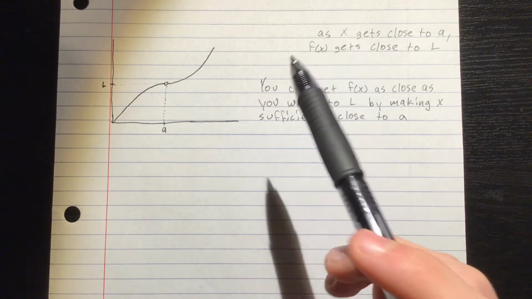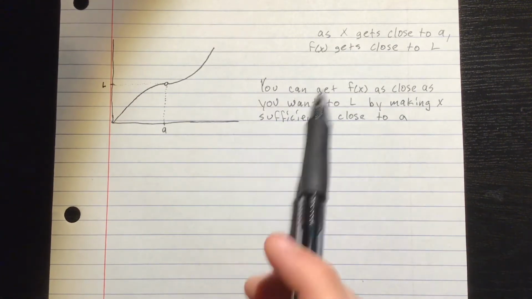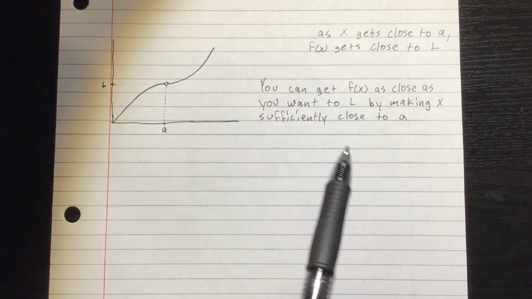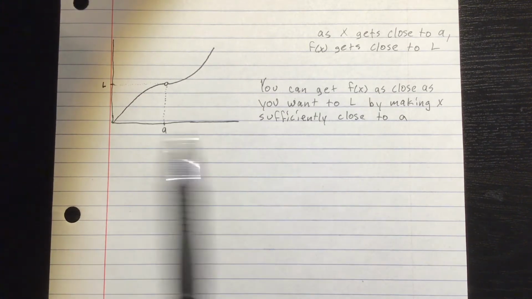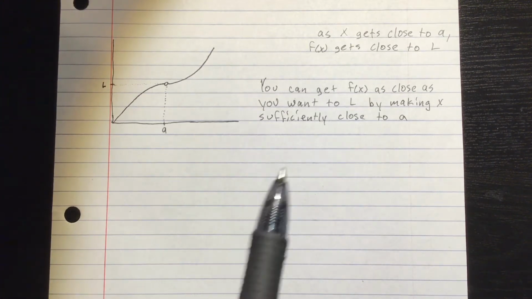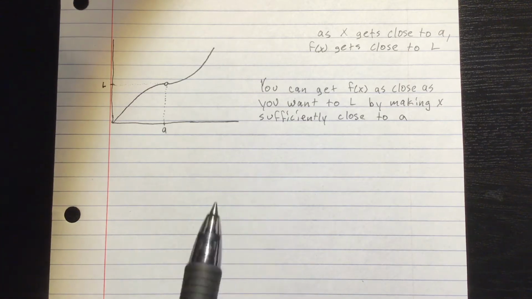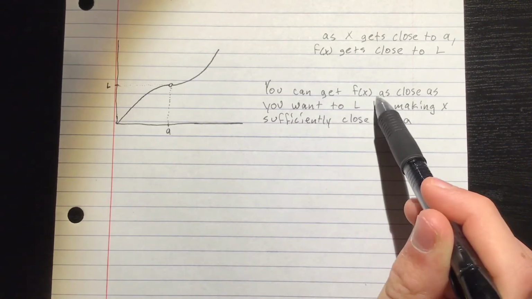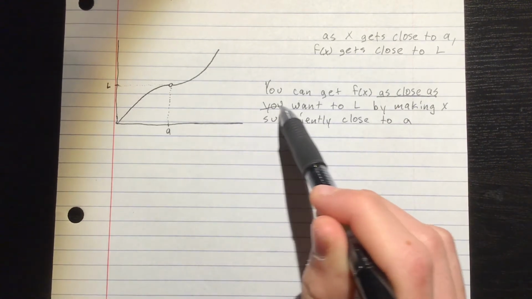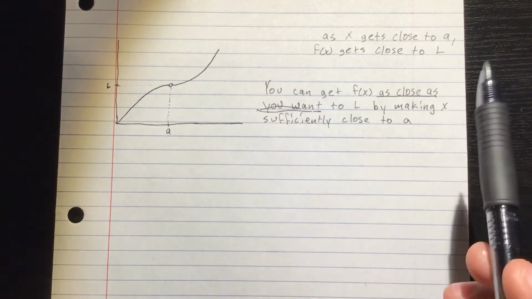So a limit exists now in this new definition if you can get f of x as close as you want to L by making x sufficiently close to a. So let's try and just do that with this graph. So you can get f of x as close as you want. I crossed it out. As close as you want.